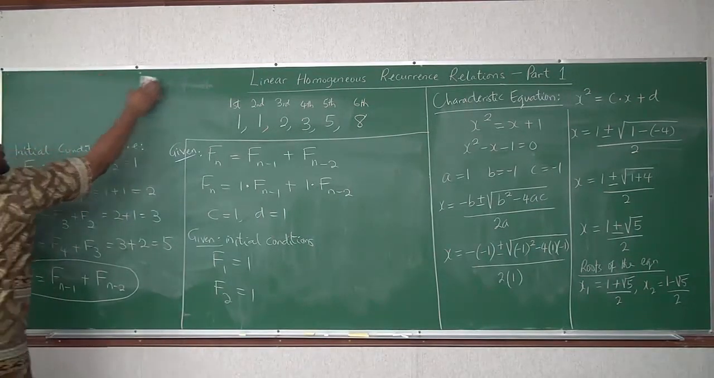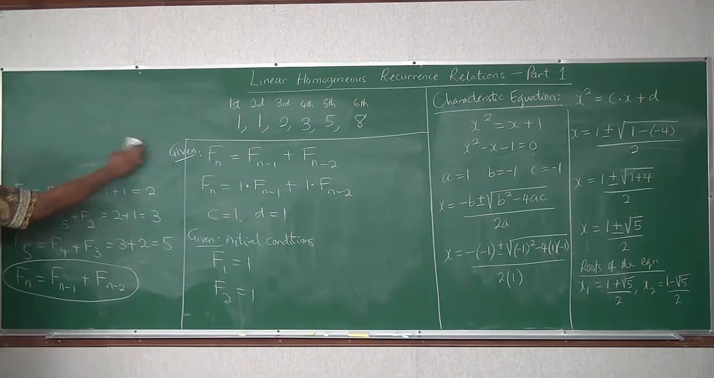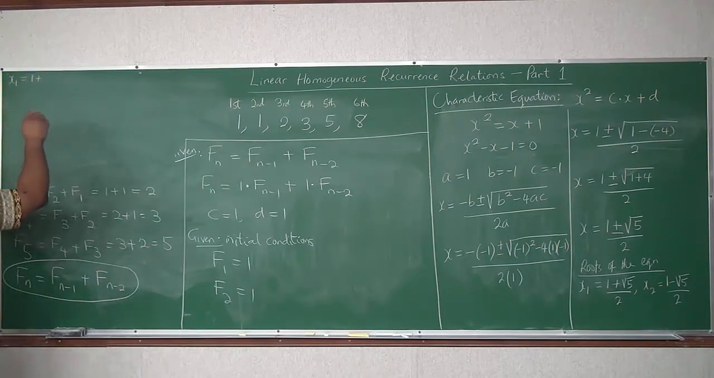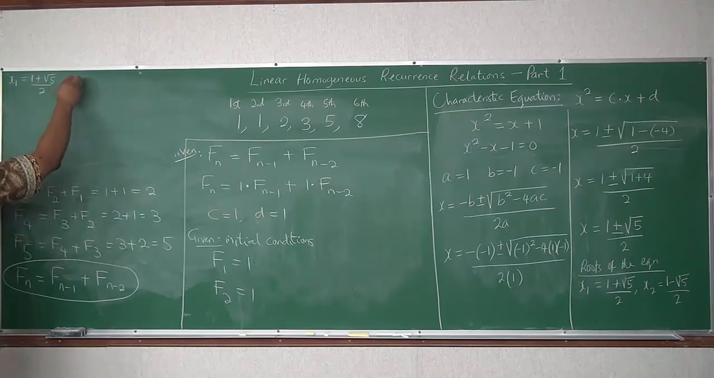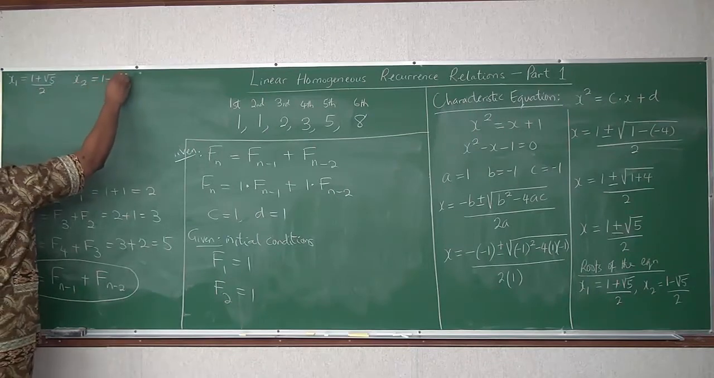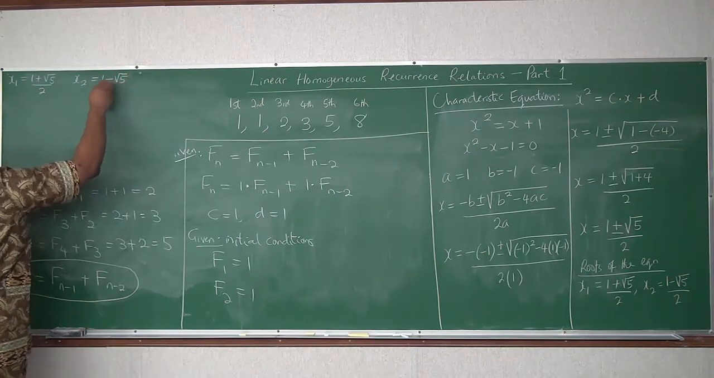Let me go ahead and erase this. You already know question 1 that we are working on. So let me write the roots here. x1 is 1 plus square root of 5 over 2, and then x2 is 1 minus square root of 5 over 2.